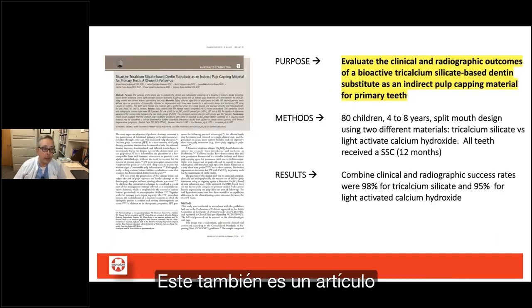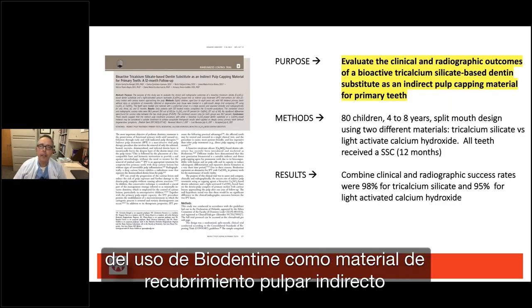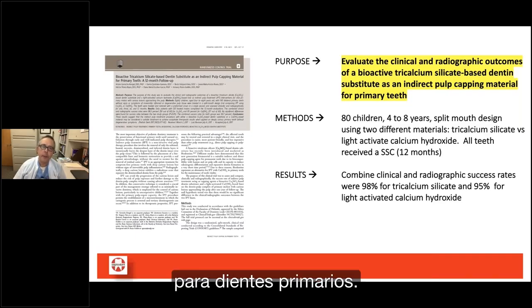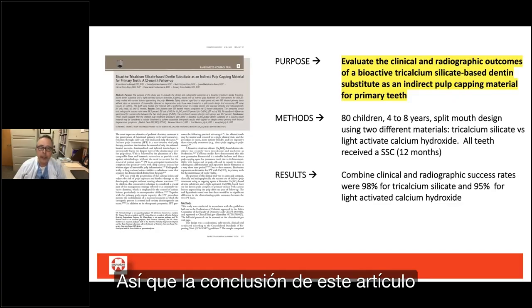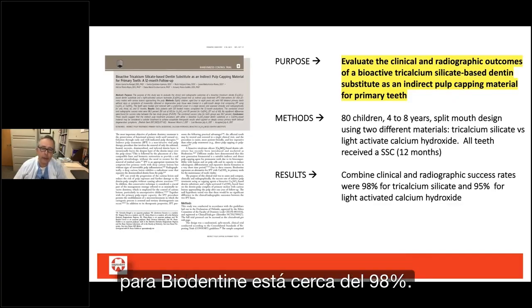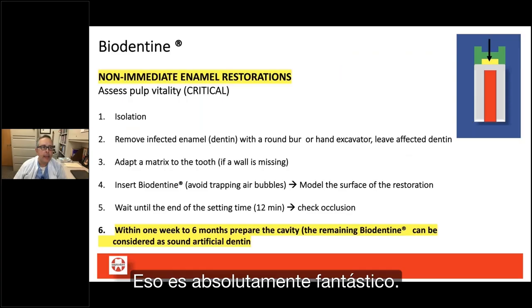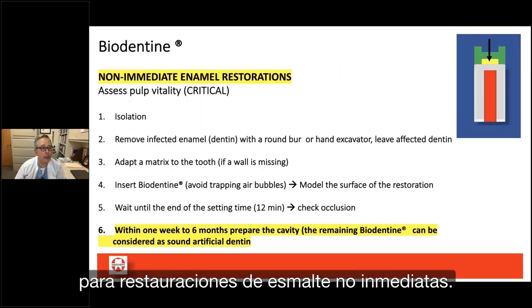This is also one article that is appropriate for this section, to evaluate the clinical and radiographic outcomes of Biodentine substitute as an indirect pulp cap material for primary teeth. That's exactly the patient that I show you in a few slides. So the conclusion of this article is combined clinical and radiographic success rates for Biodentine is close to 98%. That is absolutely fantastic.